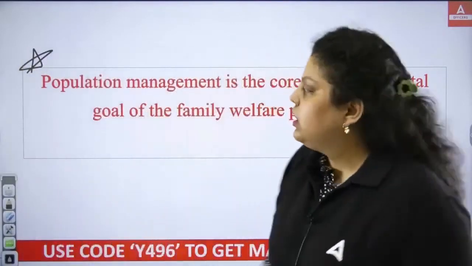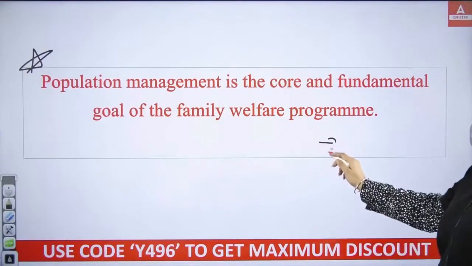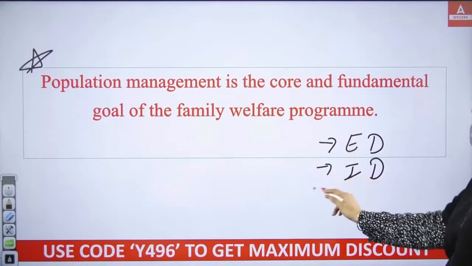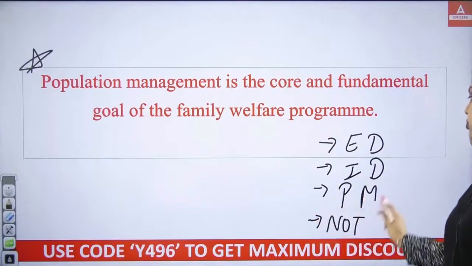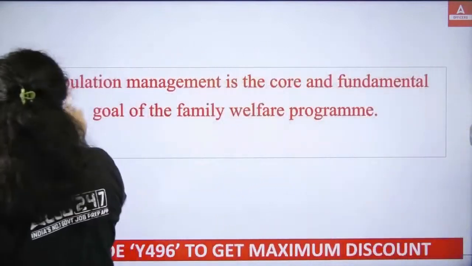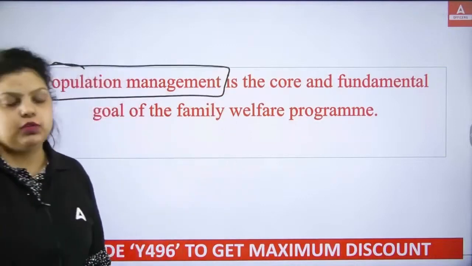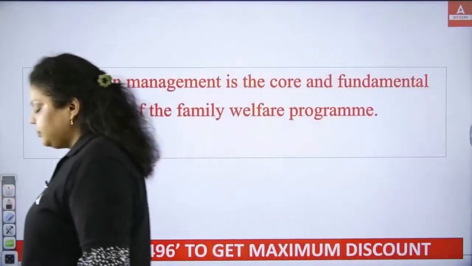They can ask: which of the following is the core and fundamental goal of the family welfare program? They can give you the options: educational development in the country, infrastructure development in the country, population management in the country, none of these. So the answer should be population management, and this has been asked. One question has been asked on this: why has the family welfare program been introduced for population management? To control the population of the country. We were introducing the family welfare programs.